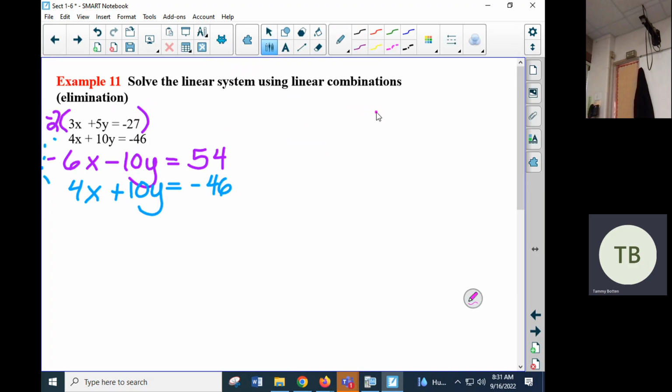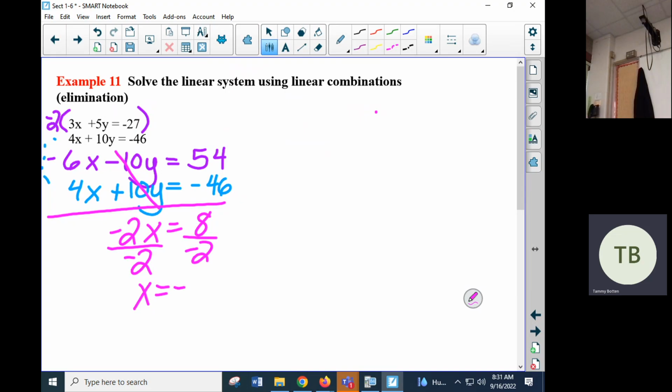And then I'm going to add going down. Okay. Negative 6x plus 4x is negative 2x. 54 minus 46 is going to be 8. Divide by negative 2. And x is negative 4. So this is not one of those special cases. And then what we would do is take one of these and put it over here and substitute in.